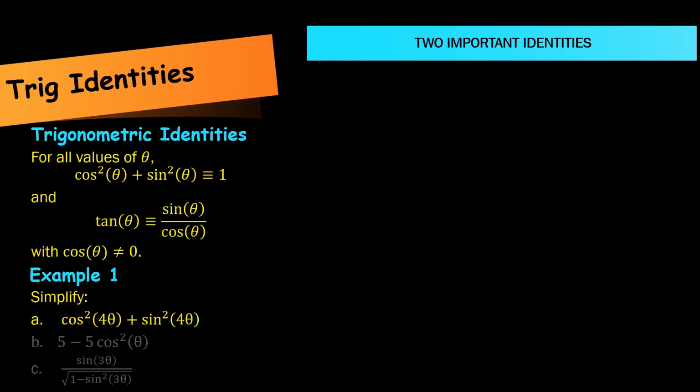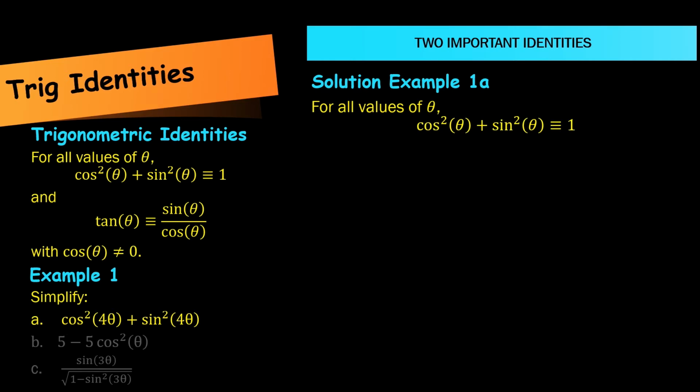So let's solve example 1a first. Now we have that for all values of theta, cos squared theta plus sine squared theta is identical to 1. And therefore, since in particular this is true for all angles, we can simply replace theta by 4 theta, and the identity still holds.